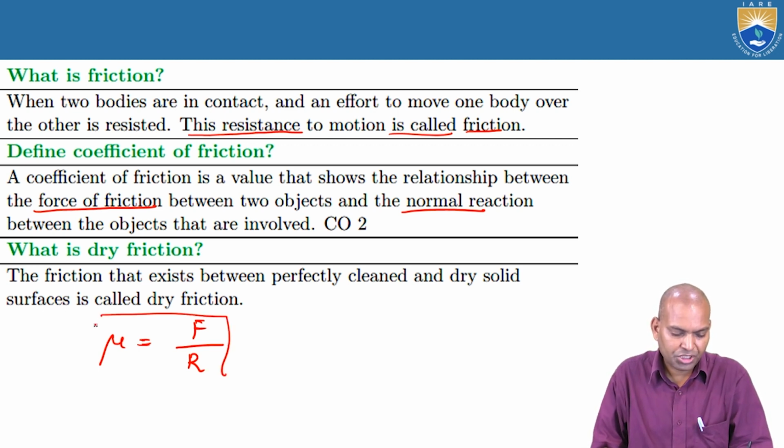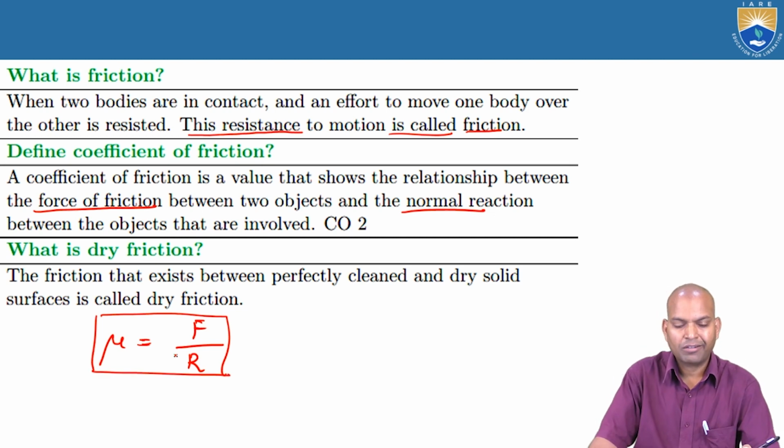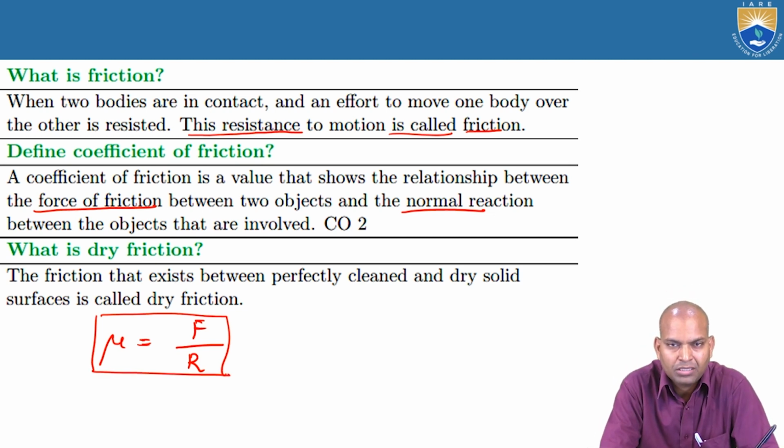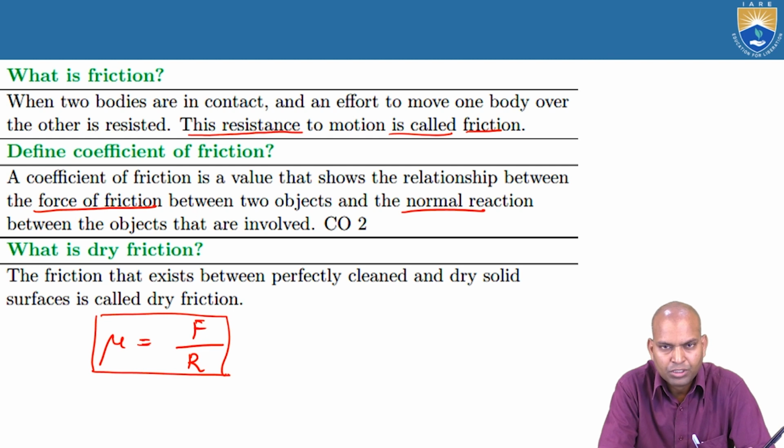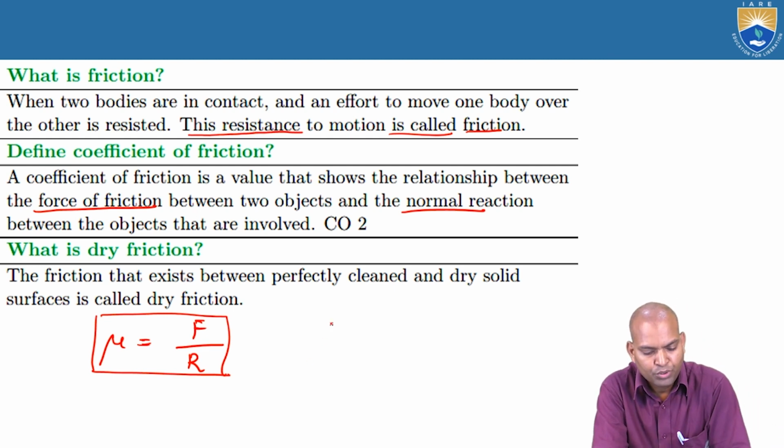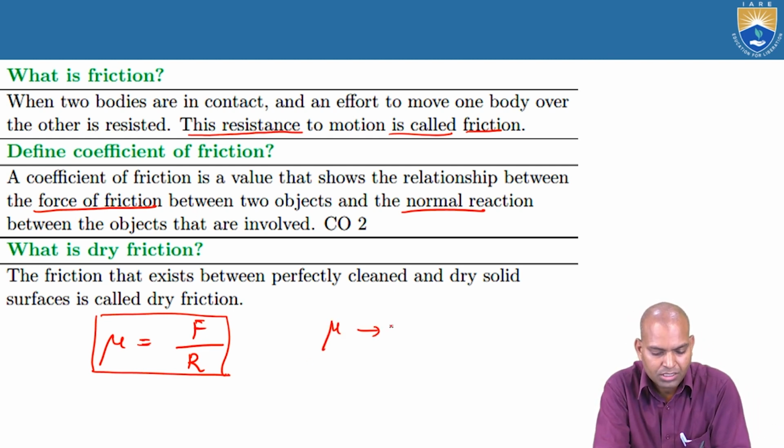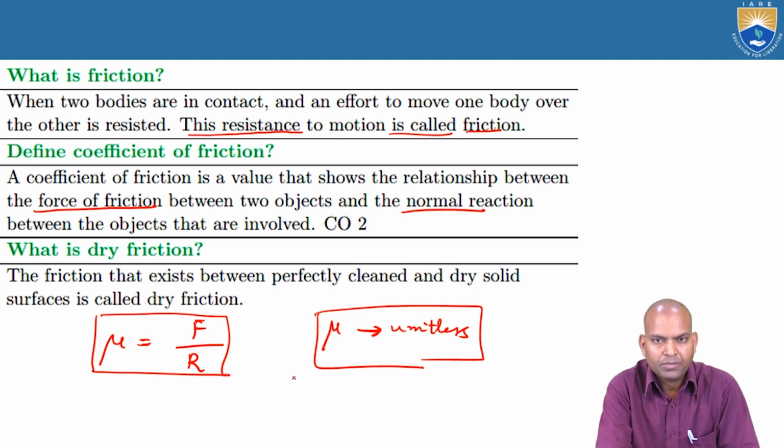This coefficient of friction gives the relationship between F and R, where F is the friction force and R is the normal reaction. We are going to study further in the definitions what F is and what R is. As for the unit of mu, the coefficient is unitless. There is no unit for this coefficient of friction.